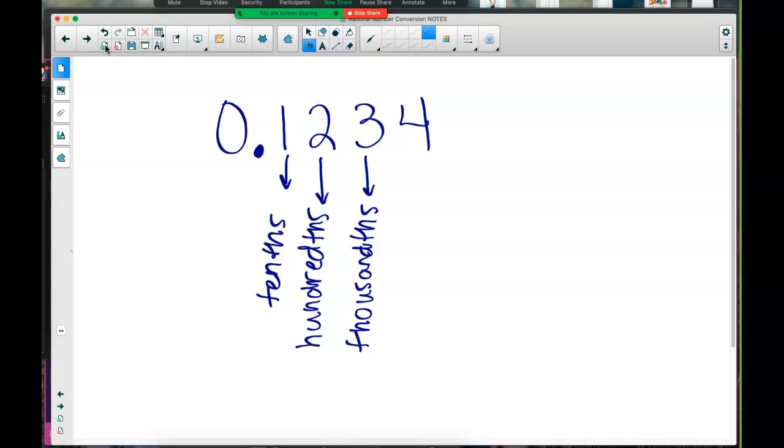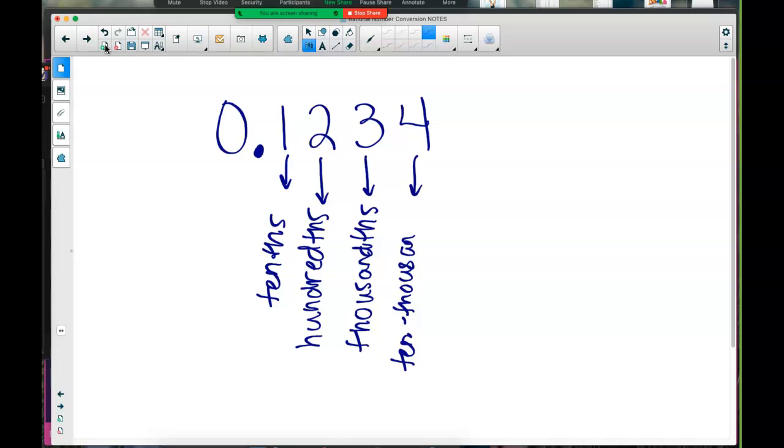And the 4, what comes after thousandths? Go ahead. 100,000. Careful, before that. 10,000. Ten thousandths. Okay, so tenths, hundredths, thousandths, ten thousandths. You have to know at least that far out.